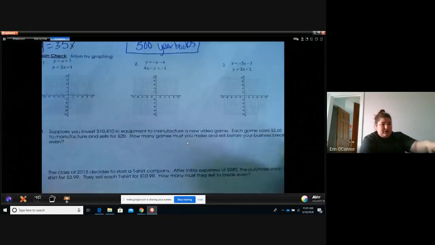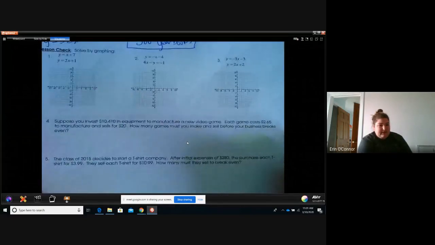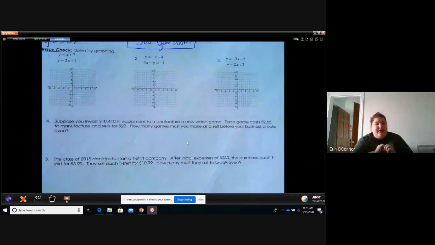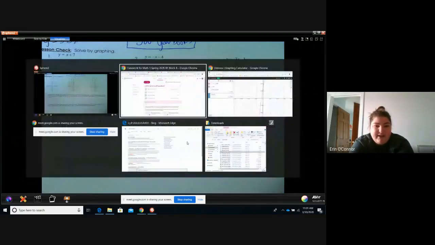So you have 1, 2, 3, 4, 5 questions. And you are going to submit these 5 questions. You can either take a picture and submit it, whatever works best for you. But you need to do these. You can sketch these graphs. They don't have to be exact. Don't worry if you can't print out this paper. Sketch the graphs. You guys got this. The assignment is linked.